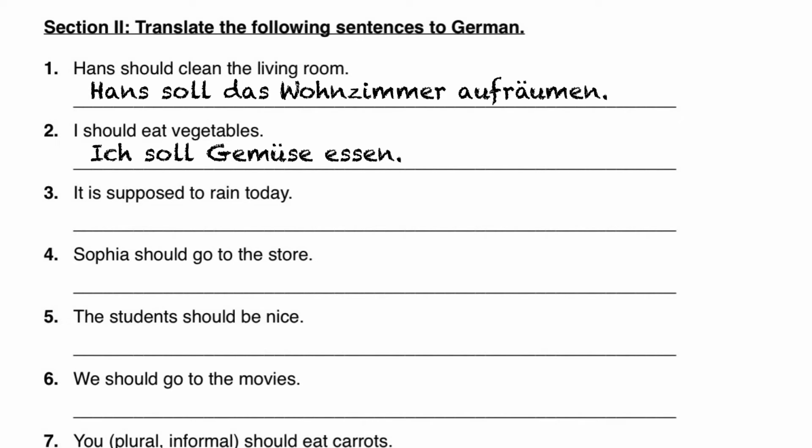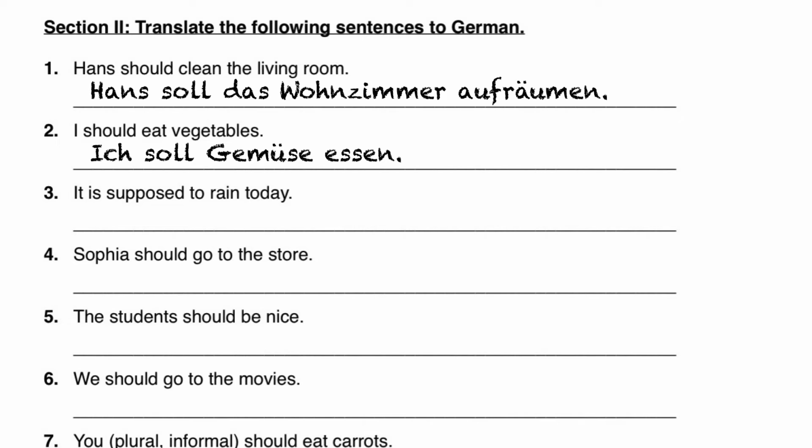Number 3. It is supposed to rain today. Normally this would probably be used with a subjunctive form, but let's just hypothetically say that it's not for today, okay? First off, we need to know that it in this case is going to have to be es. Supposed to is going to be translated as sollen, but we have to conjugate that to go with it, which in this case is es, so we have es soll.